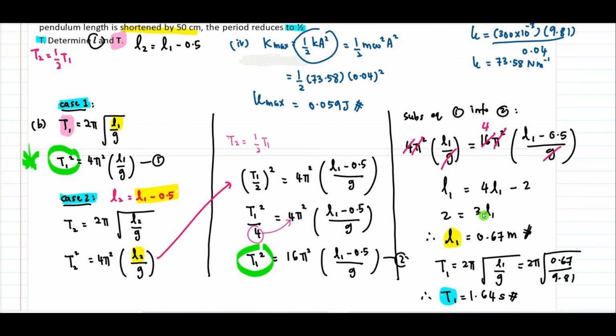So, that finishes example number 8. Let's proceed to the last example, which is example number 9.